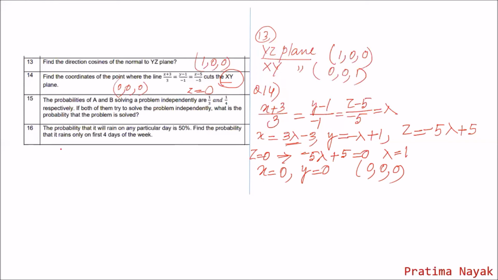Question number 15 is a very conceptual question. The probabilities of A and B solving a problem independently are 1/3 and 1/4 respectively. So it is a problem from independent events. Both of them try to solve the problem independently. What is the probability that the problem is solved? Probability of A solving is 1/3. Probability of B solving is 1/4. Both are solving independently.